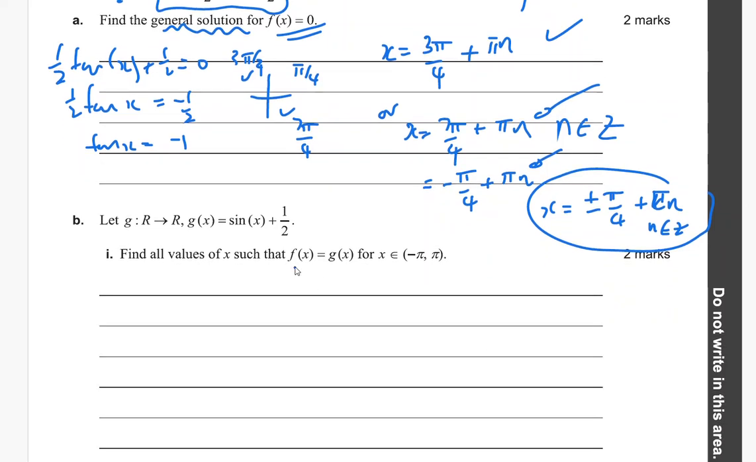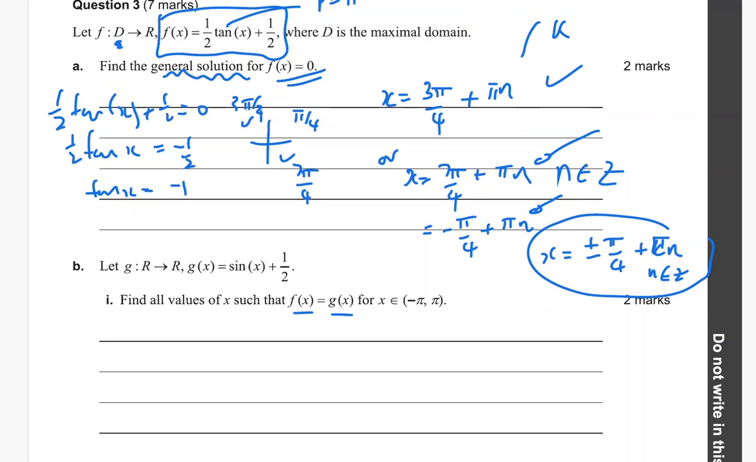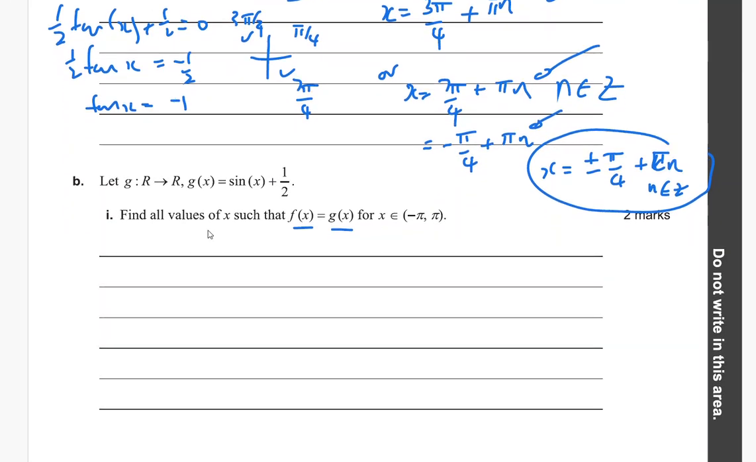Find all the values where f of x equals g of x, where f of x is this tan function up there. Okay, so I've got the sine of x plus a half equals a half the tan of x plus a half. The halves sum to 0. I'm going to move the 2 over. 2 sine of x equals tan of x.